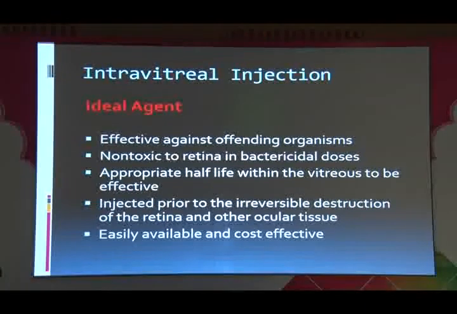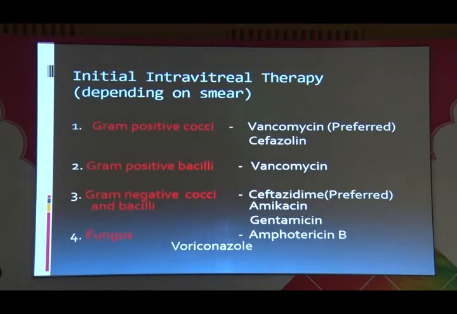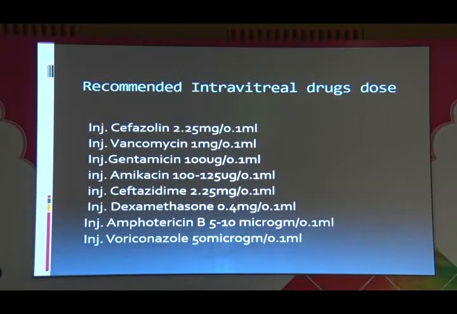So the ideal agent is effective against offending organisms. It is non-toxic to the retina in bactericidal doses, has an appropriate half-life within the vitreous to be effective, is injected prior to the irreversible destruction of the retina and other ocular tissues, and it is easily available and cost-effective. So these are some of the commonly used antibiotics. For gram-positive cocci, vancomycin is the preferred one. For gram-positive bacilli, vancomycin. For gram-negative cocci and bacilli, ceftazidime, amikacin and gentamicin are used, and for fungus either amphotericin B or voriconazole. These are the doses of these drugs which are used.